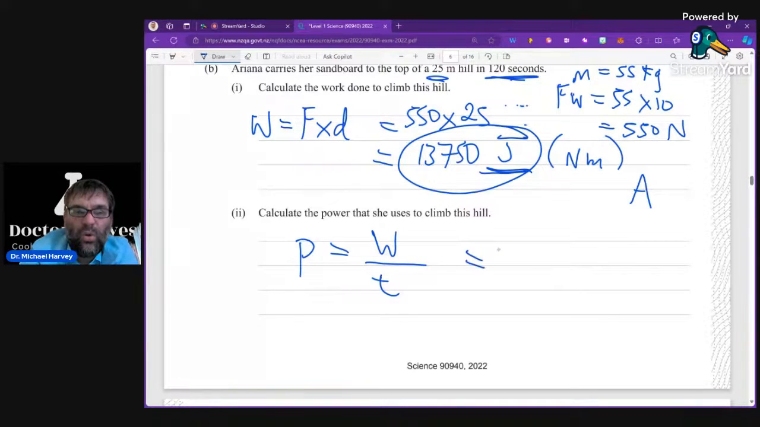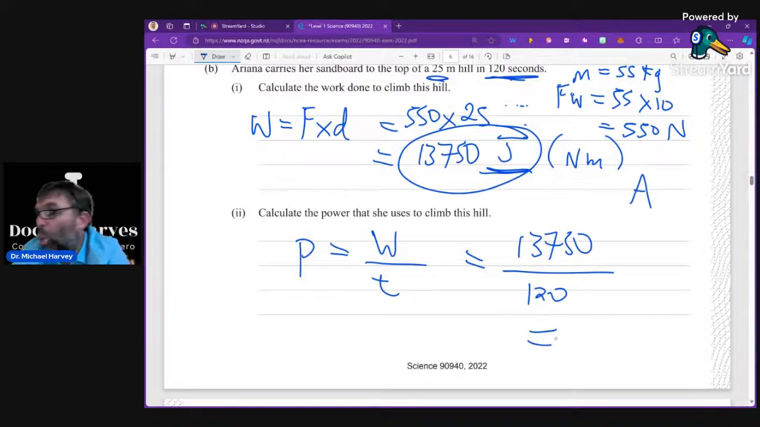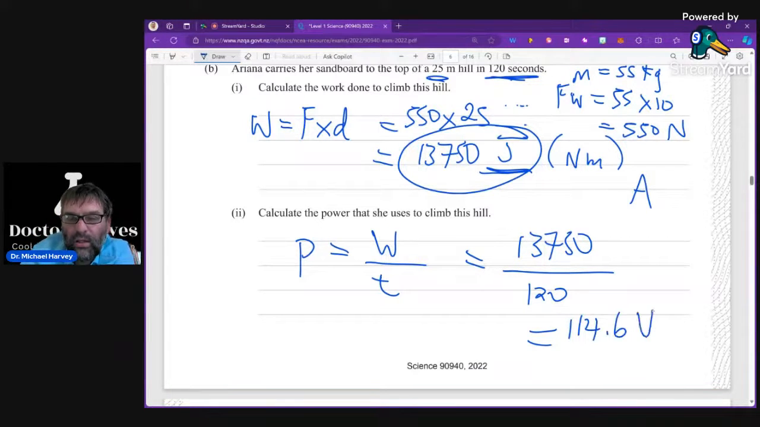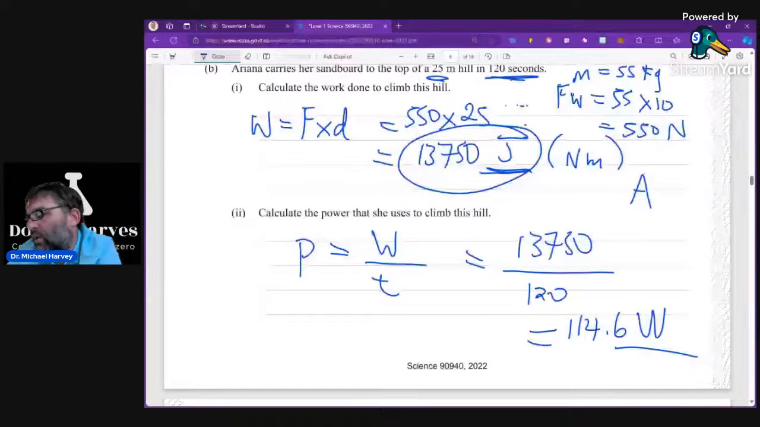So that equals work from the previous answer, 13,750, divided by 120, and watt is the unit of power. Obviously, watts are, and that's 114.6 watts. Okay, and that's where you get your Merit from, being able to calculate both of those.